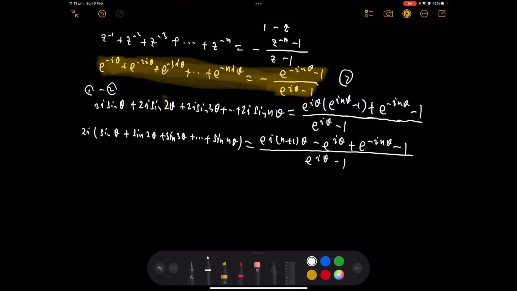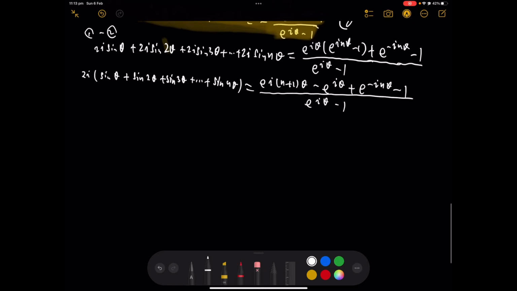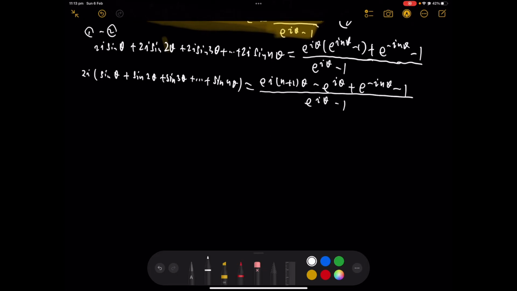So the left-hand side is ready, but the right-hand side is not yet. I'm going to do more with e^(inθ) minus e^(-inθ) equal to 2i sin nθ to simplify my right-hand side. Because my right-hand side in the question also has the sin θ in there. But right now I don't have exactly what I need. So I'm going to do something on my right-hand side.